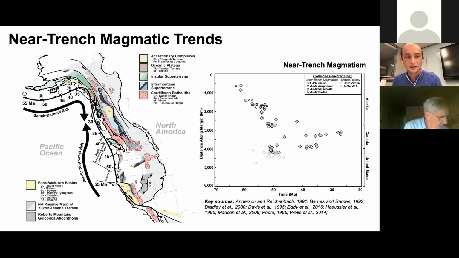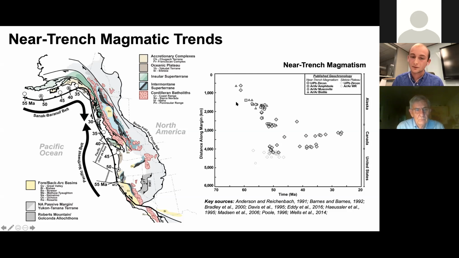So I've been talking a lot about near trench magmatism in Western North America, so I thought I should highlight exactly what I'm talking about here. There are two broad suites of near trench magmatism in Western North America. One very famous example is in southern Alaska, where what's called the Sanak-Baranoff suite of near trench intrusives are emplaced within the Chugach terrane.